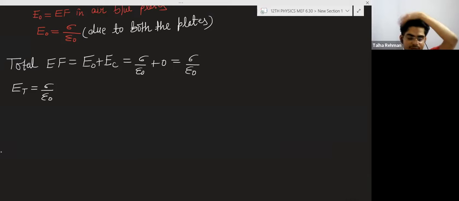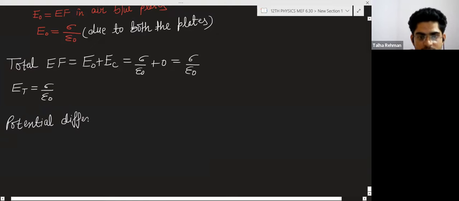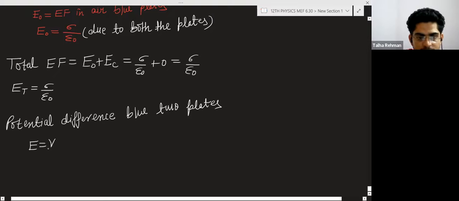And now I want to calculate the potential difference between the two plates. So potential difference between two plates is, we have a formula E equal to V by d. V is potential difference. This is d. So I can write potential difference is E into d, and E is E total.